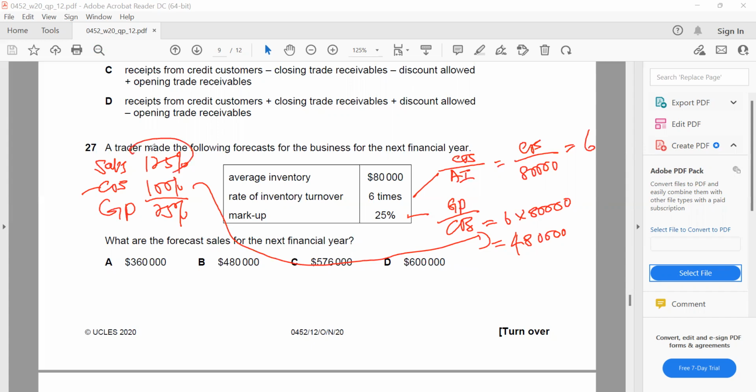So we want to find the sales. So we take 480,000 divided by 100% to get 1%, and then times 125. So we will get the answer. 480 divided by 100 times 125. So we get 600,000. So the answer should be D. Okay, now next.